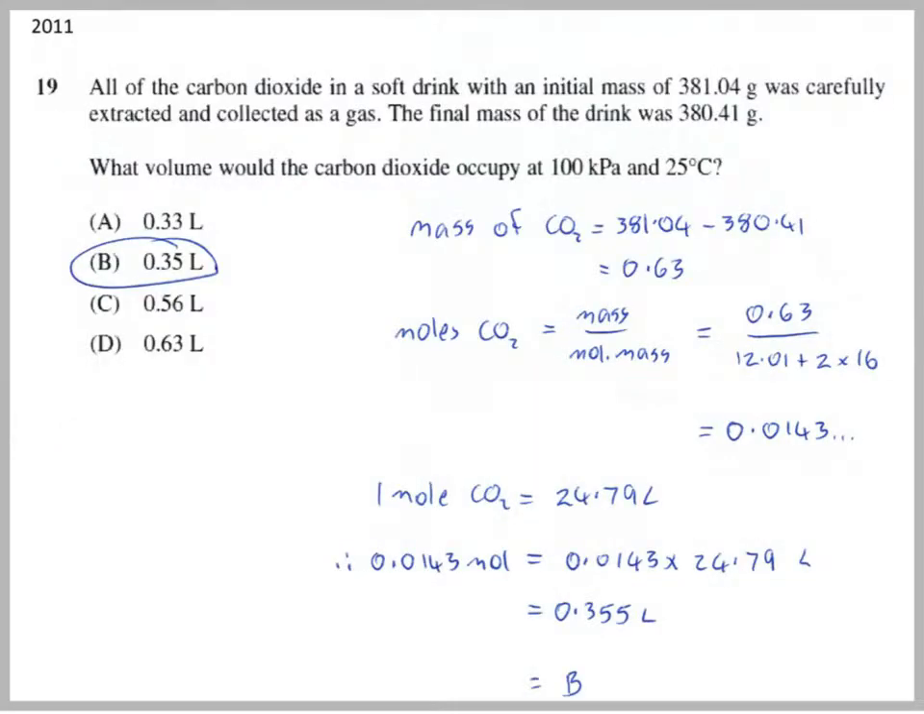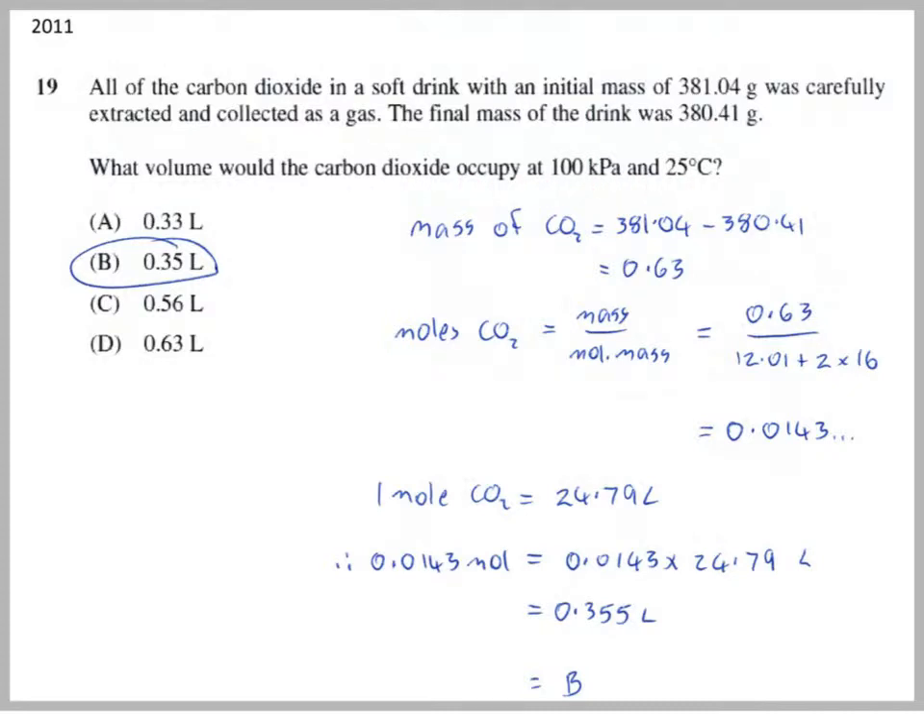Onto the 2011 HSC. All of the carbon dioxide in a soft drink with an initial mass of blah was carefully extracted and collected as a gas. The final mass of the drink was blah. What volume would the carbon dioxide occupy at 100 kilopascals and 25 degrees C?